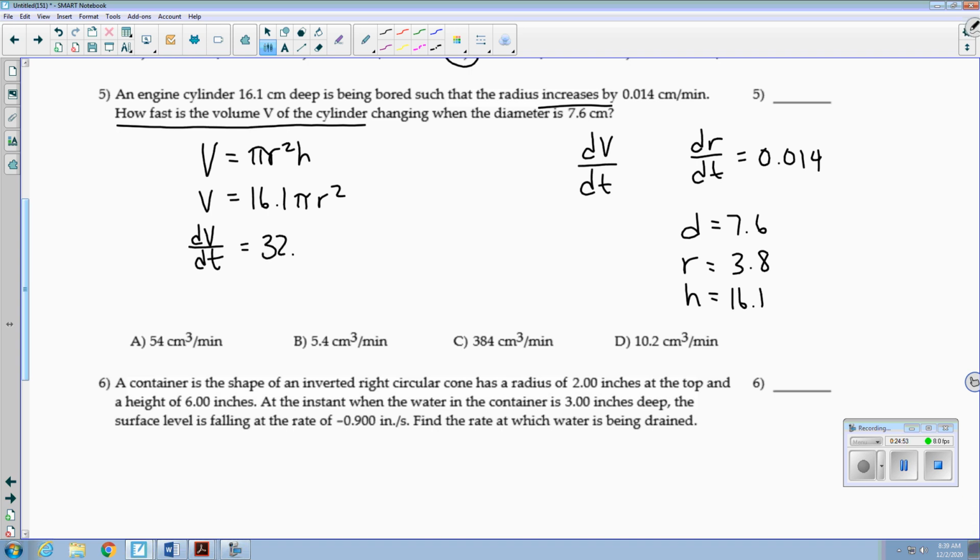So we're going to have 32.2 pi r dr/dt. Rate of change of volume is what I'm trying to find, right? So all I have to do is substitute in for the radius at this point, which is 3.8, and the rate of change of the radius, which is given, and that will result in our answer. And we plug that into our calculator.